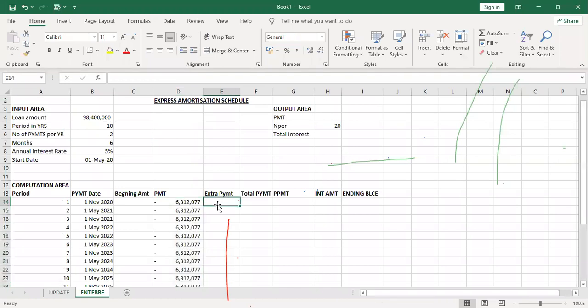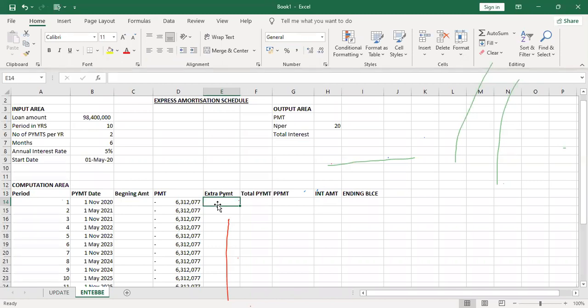Now, when you go to extra payment, what does it mean? It means that at a given time, you may get a windfall. Your PMT, you're supposed to pay 6,312,077 every six months, but you may get more money and you may decide to deposit this money on your loan account. That is what we call the extra payment. If you're a lady, you may hook up with a haji who is loaded, and if a haji has given you money, then you may decide to use this money to reduce your indebtedness. So that is extra payment.